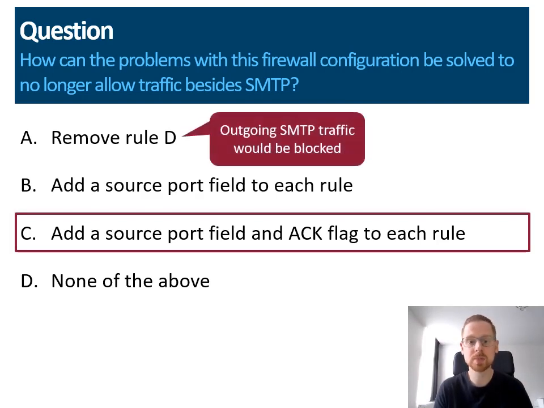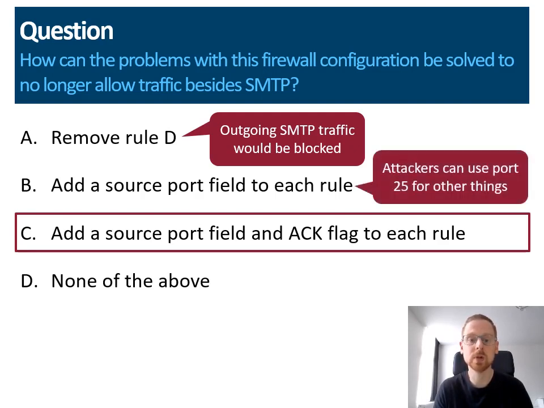Option A is not a proper solution because if we remove rule D, all outgoing SMTP traffic would also be blocked, which is not what we want. And if we add only a source port field, an attacker can still use port 25 for other things. Even if port 25 is supposed to be reserved for SMTP, nothing will actually forbid an attacker to use this port for other kinds of services and goals.